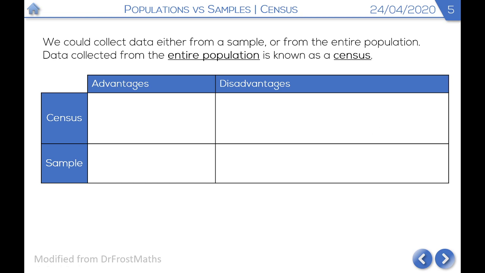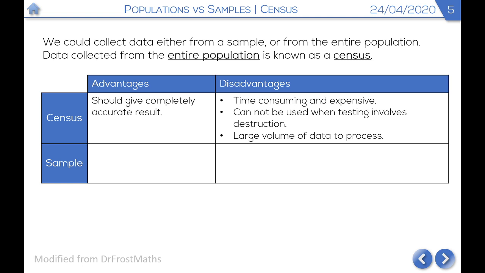Okay, so hopefully you've had a think about that then. The first advantage with a census is we're asking everybody, which gives us completely accurate results for whatever we want to find out. However, the problem, and there are quite a few of them with doing a census, is it takes a long time to collect data from everyone. We can't do it when testing involves destruction. We'll look in the next example at what we mean by destruction. We'll give a nice clear-cut example of that. And depending on the circumstances, you might end up with a large volume of data that you have to process, which might be expensive. It might be time-consuming as well.